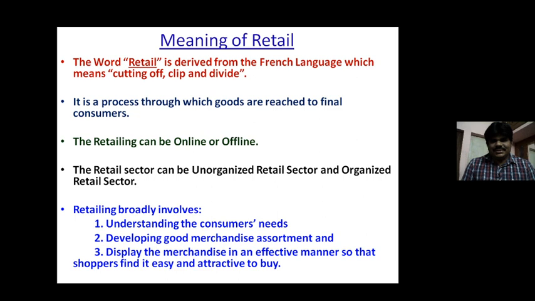Merchandise assortment is nothing but the type of merchandise the retailer wants to keep in the retail outlet for sale, and that merchandise is the one which is going to attract the customer into the retail outlet. And finally, the display of the merchandise is nothing but the promotion of the merchandise and keeping it in the retail outlet in an attractive manner so that the ultimate customer can find it useful for satisfaction of their needs and wants. So this is the simple meaning of retail and what exactly retail is.